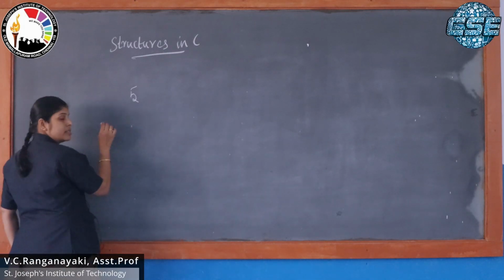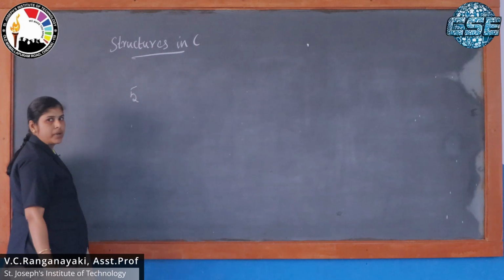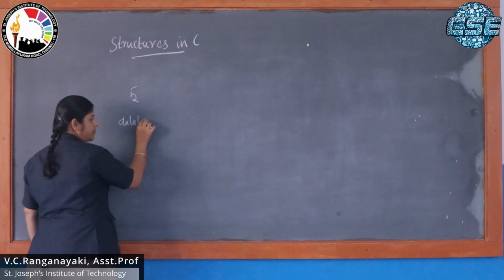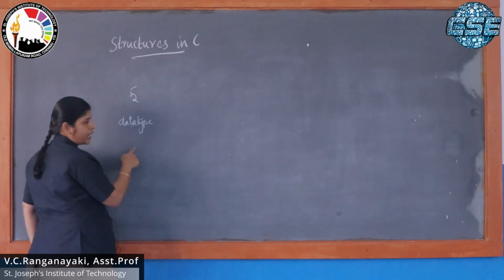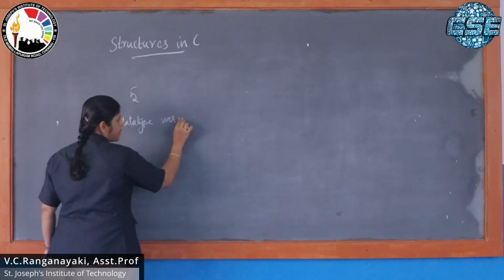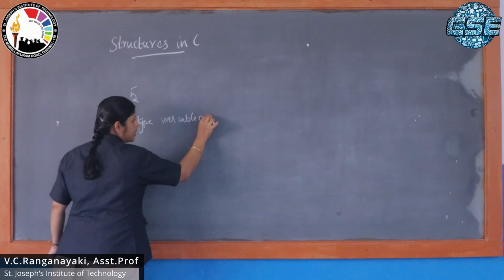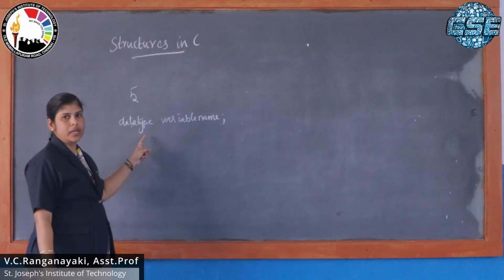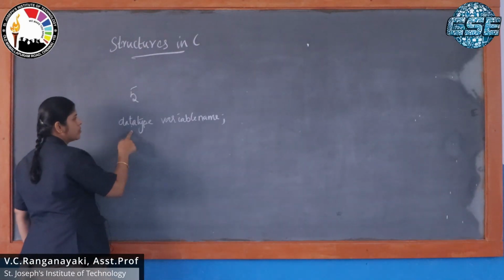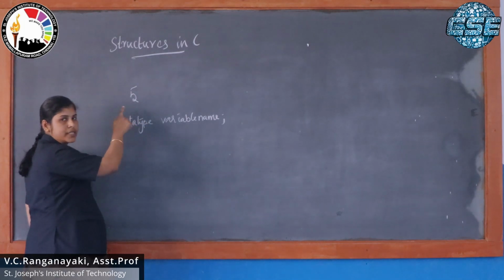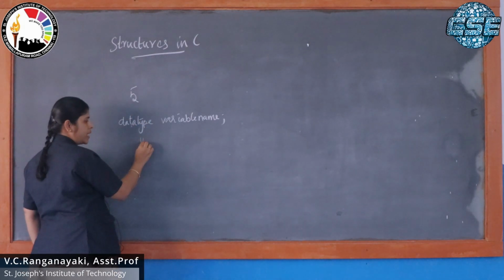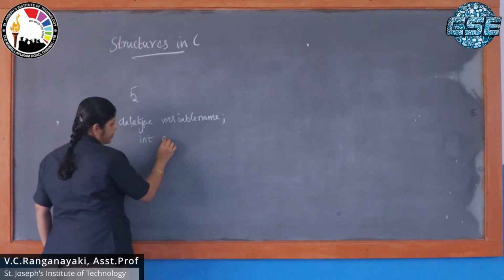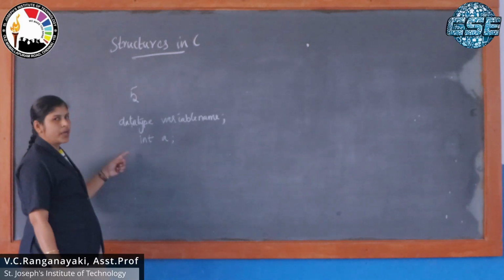In C language, to declare a variable we have a syntax. First, data type, then variable name. This is the syntax for declaring a variable in C language. 5 is an integer value, so I choose the data type as int. The variable name I give as a. In this step I declare the variable.